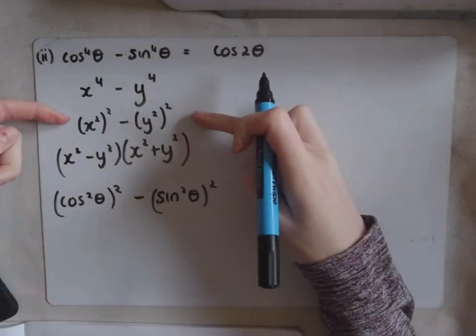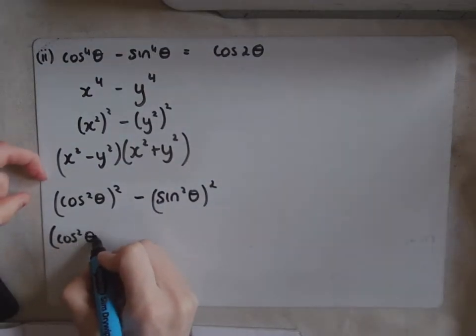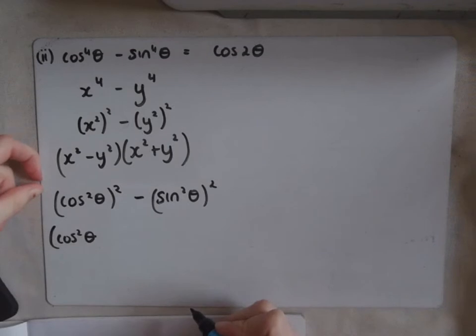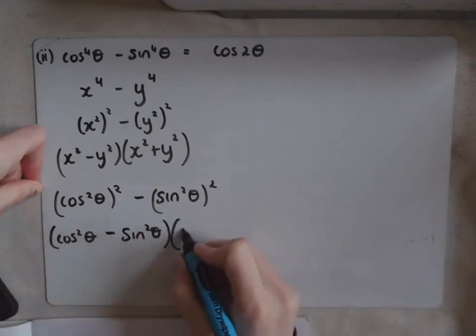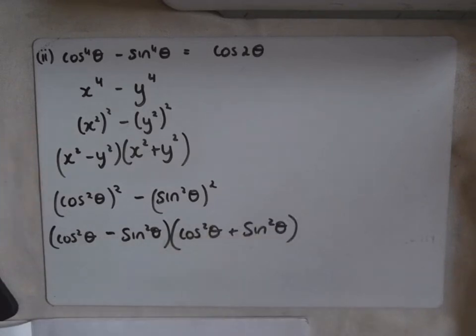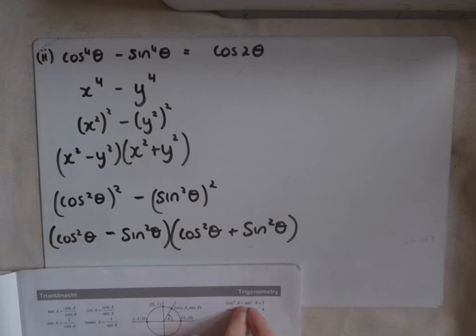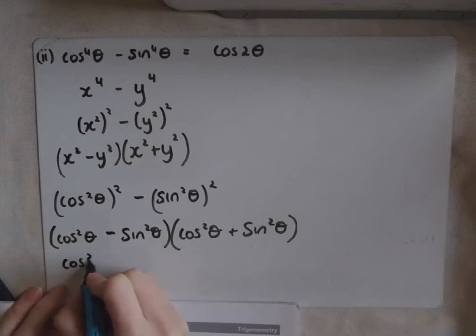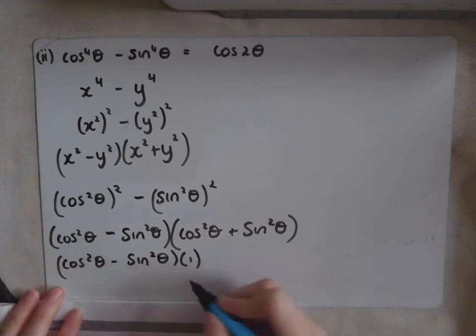So when I put it in, it's going to be cos squared theta minus sine squared theta, and cos squared theta plus sine squared theta. Now you know cos squared theta plus sine squared theta is 1. So you get cos squared theta minus sine squared theta by 1.